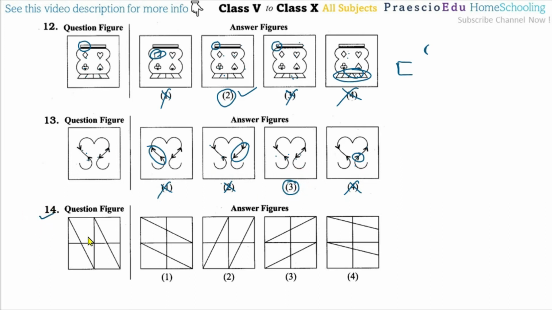Question number 14. This is somewhat tricky. The question figure's mirror is option number 2. If you keep the mirror like this, this is a mirror, but we are not required to find a mirror, so this is a totally different one.